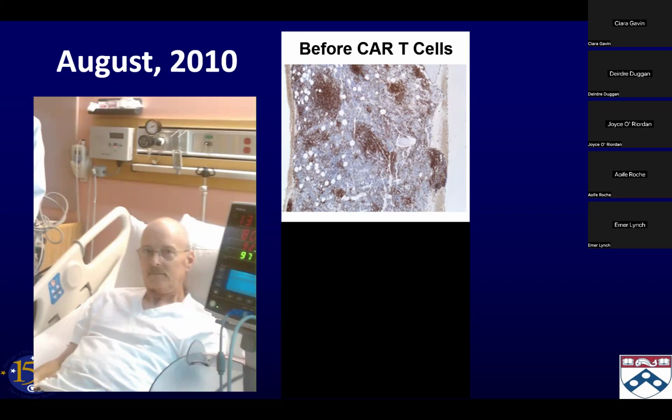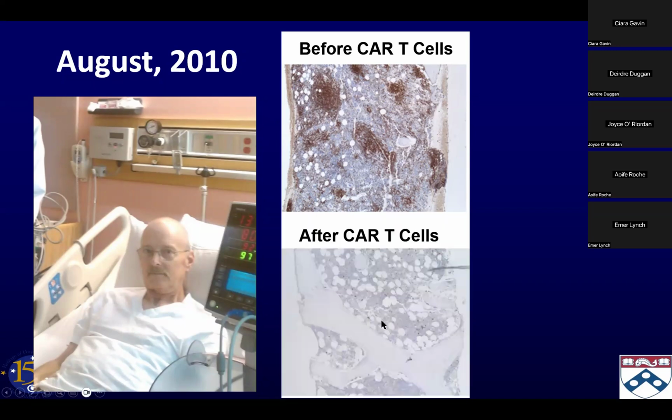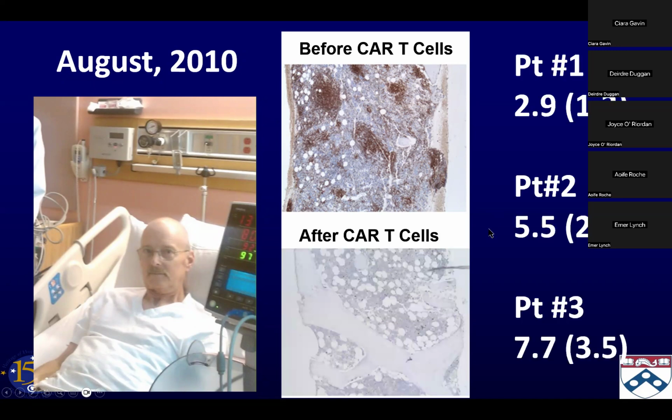This is our first patient. Up top, you can see everything brown here is leukemia. 6 months later, it's clear. And in the first 3 patients, between 1.3 and 3.5 kilograms of leukemia was obliterated in the several weeks after infusion.